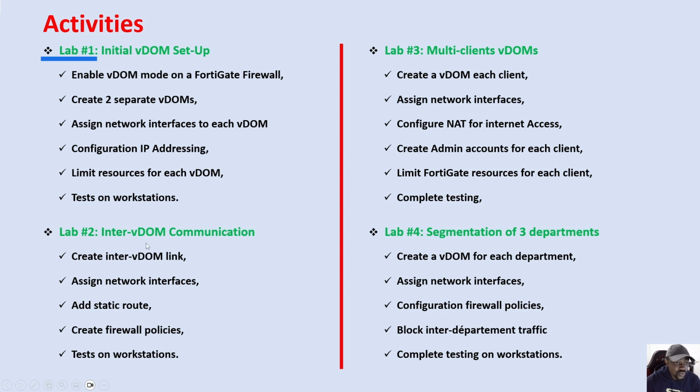Then in lab 2, we're going to do inter-vDOM communication. We'll see how to establish static routing and create firewall policies to establish communication between 2 vDOMs. In lab 3, we are going to create 3 vDOMs, simulating that we are doing it for 3 different clients. Then we'll see how management of interfaces, and also NAT and firewall policies, work in that case.